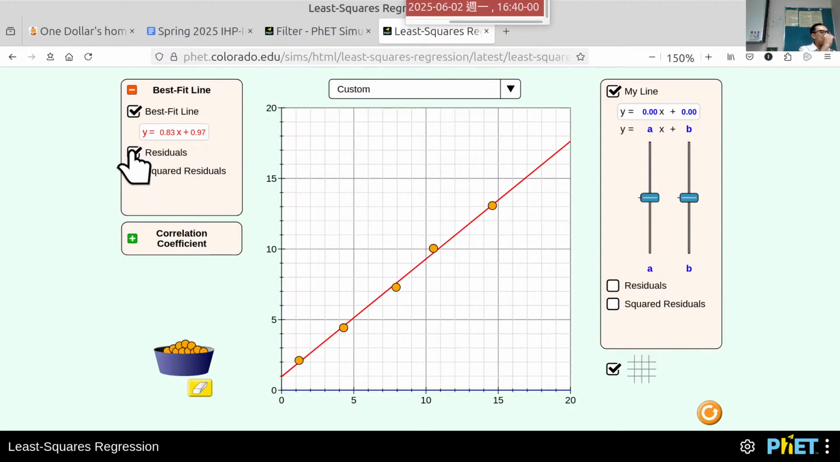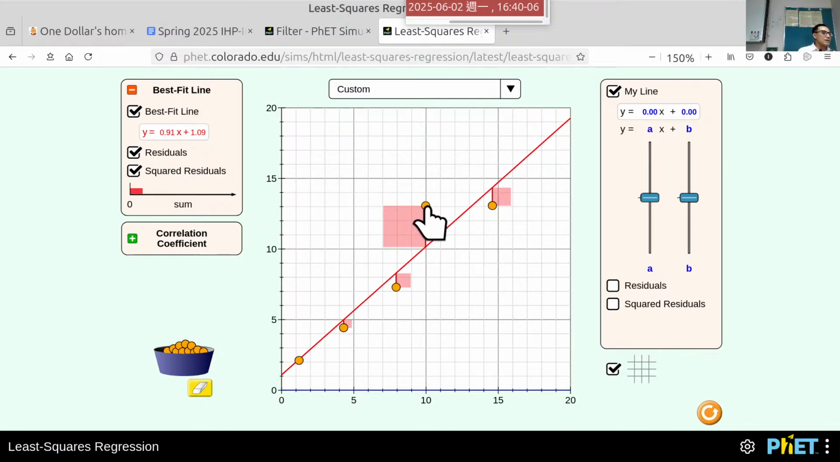And now we switch to the best fit line. We can click here, residuals, and the squared residuals is a little different concept because we use the best fitting line. Why do we need to learn the best fitting line, the linear regression?